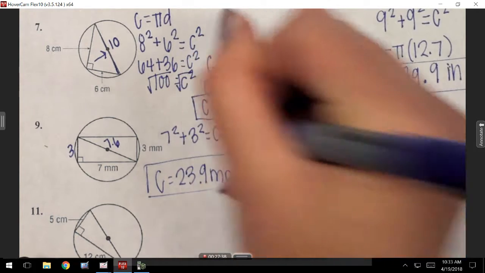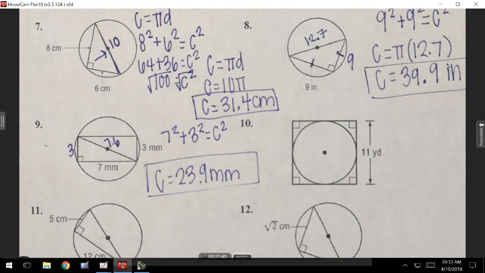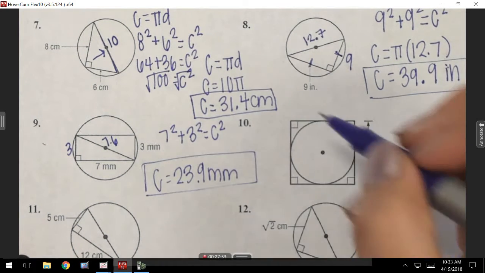Okay? Can anyone tell me, super quick, without using a calculator or writing anything down, what's the diameter of 10? The diameter of 10.